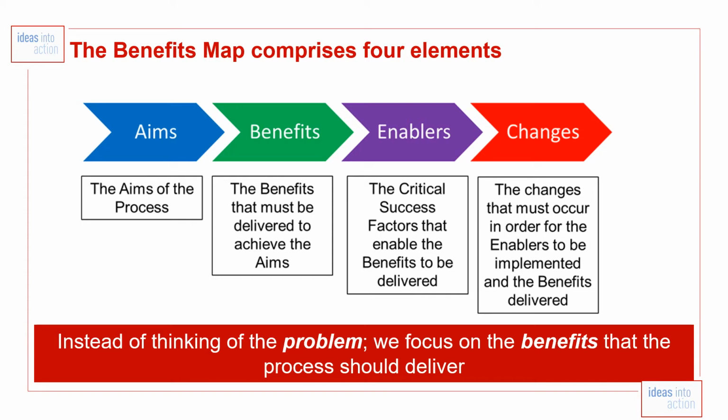The benefits map comprises 4 elements, as we can see here: the aims, the benefits, the enablers, and the changes. And it's a group exercise. As I said, we need to agree what lies under each of these elements in turn. Under the heading of aims, we define the aims of the process. Under benefits, we define the benefits that must be delivered to achieve the aims. Under enablers, these are the critical success factors that will enable the benefits to be delivered. And then under changes, we define what changes must occur in order for the enablers to be implemented and therefore the benefits to be delivered.